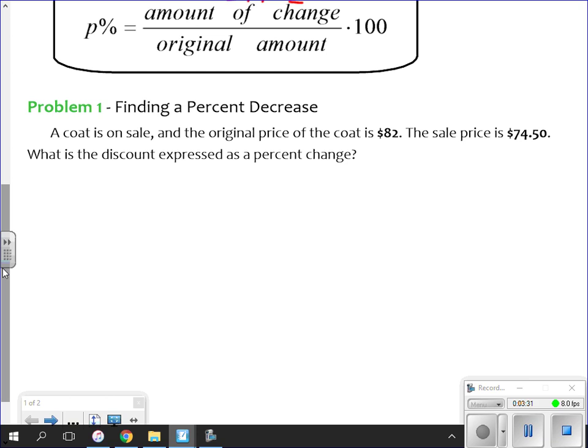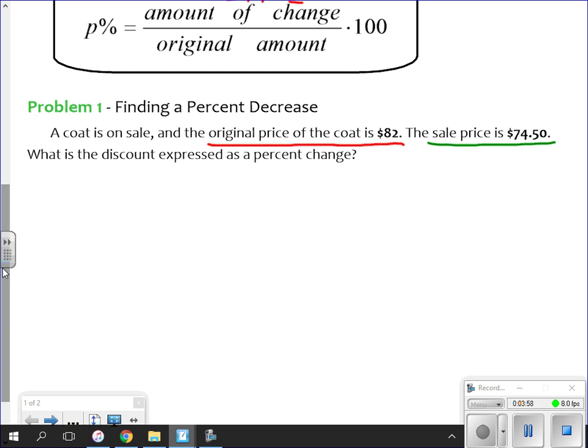The coat is on sale and the original price of the coat is $82. The sale price is $74.50. What is the discount expressed as a percent change? How much are they marking off? What percent are they charging you? Or what's the discount, I should say? What's the percent you're saving?